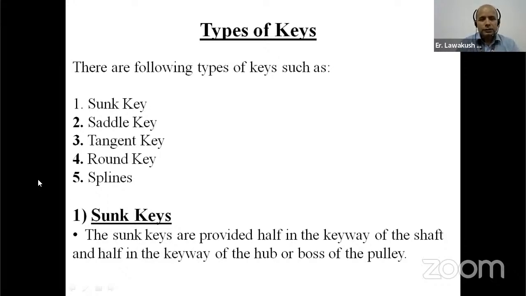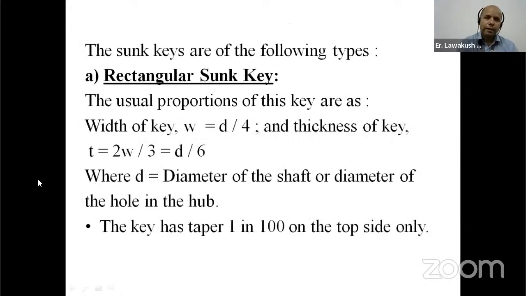First one is the sunk key. Now you should know what a sunk key is. The sunk keys are provided half in the keyway of the shaft and half in the keyway of the hub of the pulley. Now we will go through different types of sunk keys. First one is the rectangular sunk key.